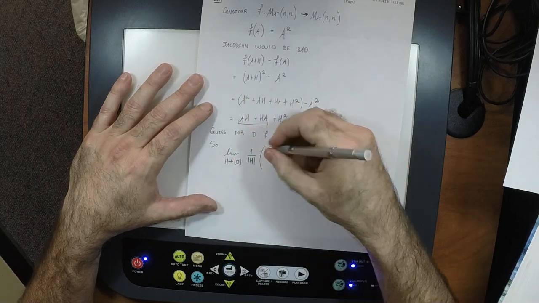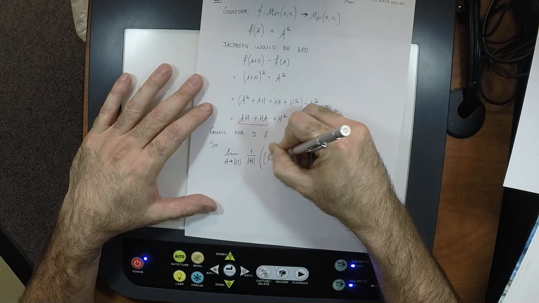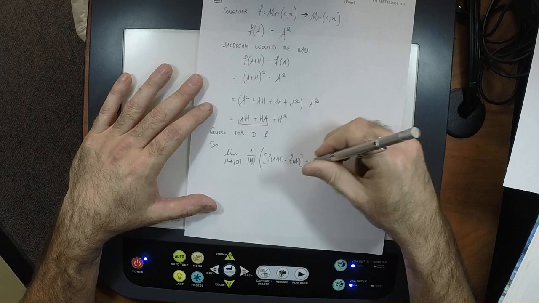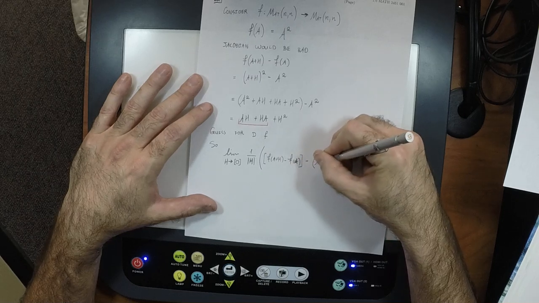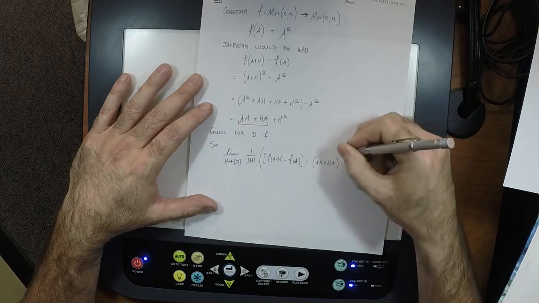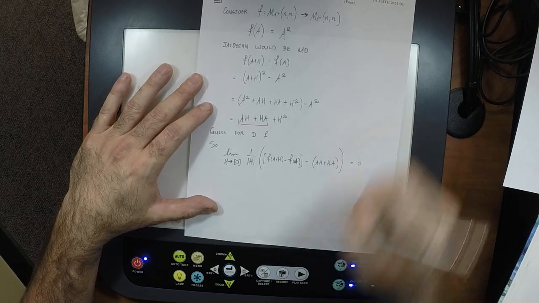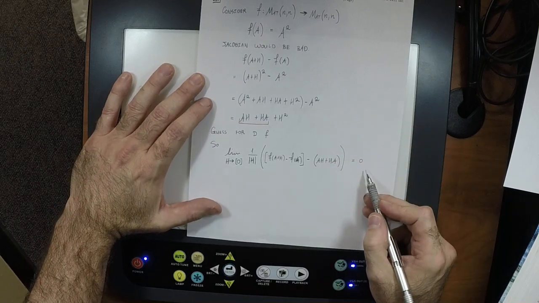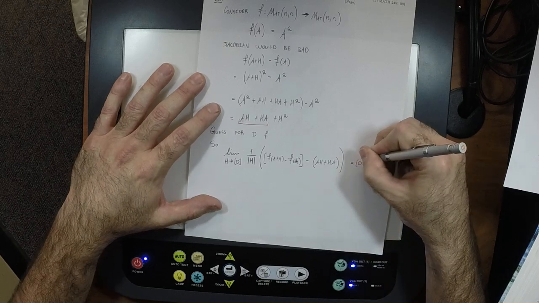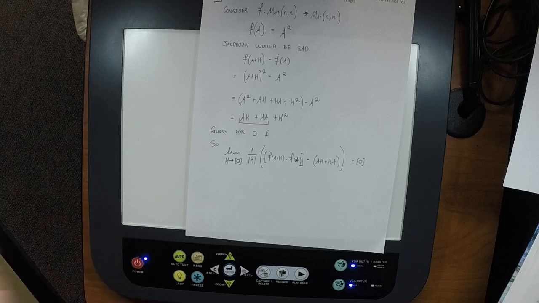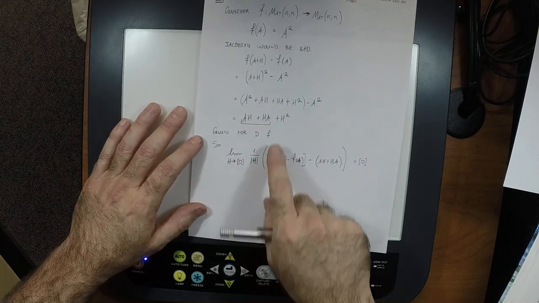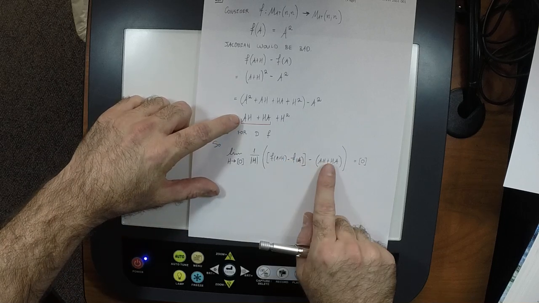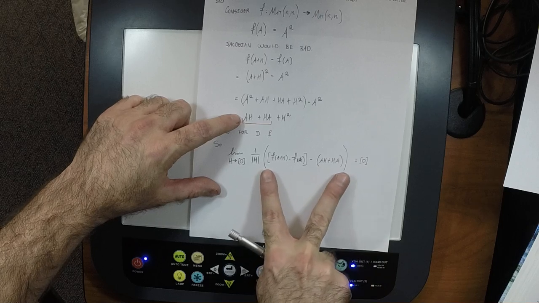So, now we want to do that. F of a plus h minus f of a. And then minus, here's our candidate, ah plus ha. And we want to show that this is equal to zero. The zero, what kind of zero does it need to be? Zero matrix, right? Okay, well, we established that this is that. And then if we subtract that part away, that means what does end up being left inside of the big round parentheses?